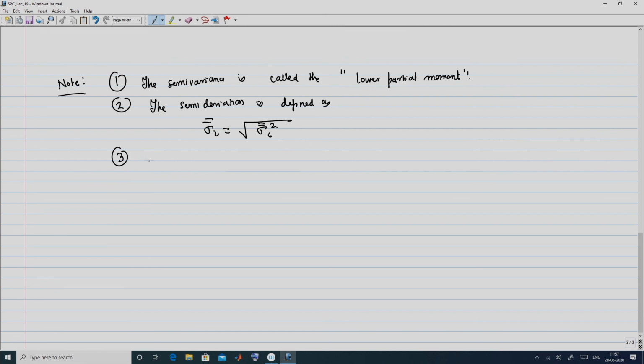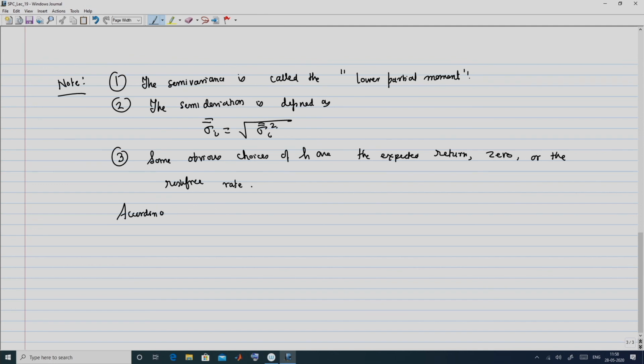And thirdly, some obvious choices of the threshold h are the expected return. So, that is one obvious choice. In case you are just worried about no loss, then this could be 0, or it could simply be the risk free rate. So, these are just some common choices, but not necessarily the complete exhaustive list. So, there could be other ways of choosing your h.